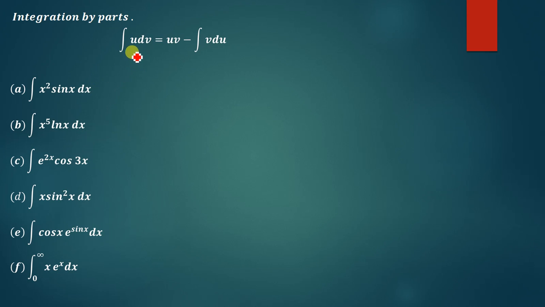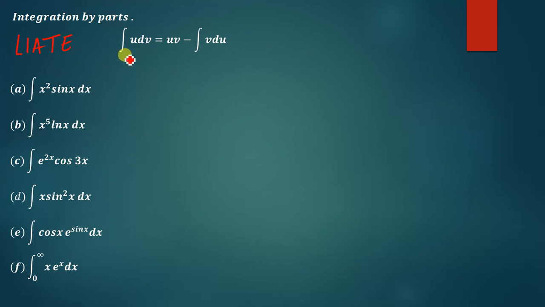So the first thing that you need to put in mind when you are solving questions using integration by parts, when you're integrating using this formula, there is a mnemonic word that is called LIATE. You need to know this. L stands for logarithmic functions, I stands for inverse trigonometric functions, A stands for algebraic functions, T stands for trigonometric functions, and E stands for exponential functions. These are the ones that we take as our u.